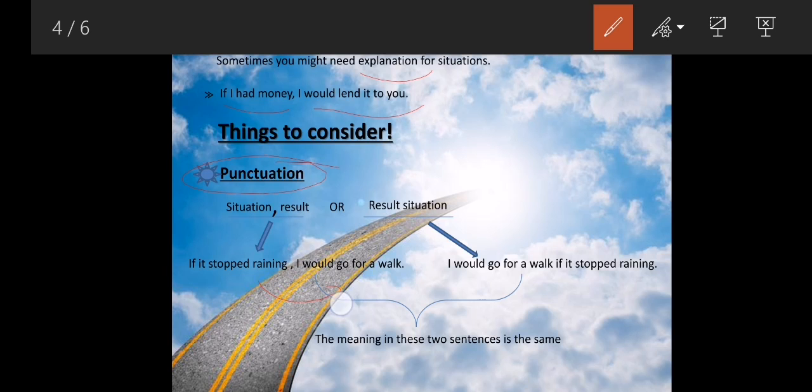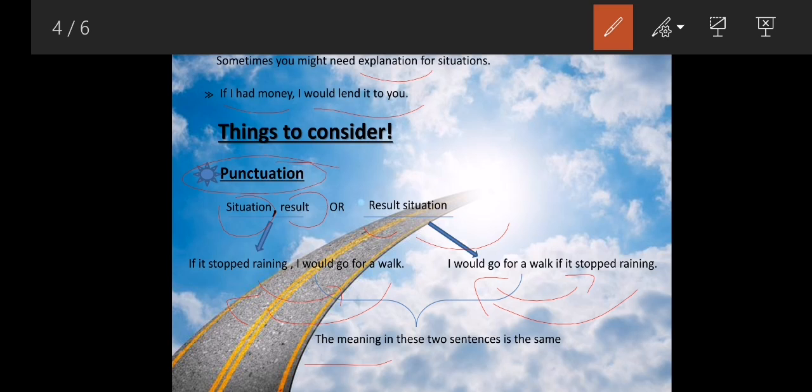You can change the order of the clauses. I mean, you can begin with the situation and then result, or result and then situation. Okay? When this happens, it doesn't change the meaning. But in written English, there is an important punctuation change that you need to make.